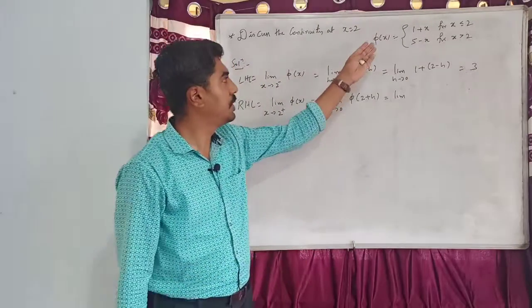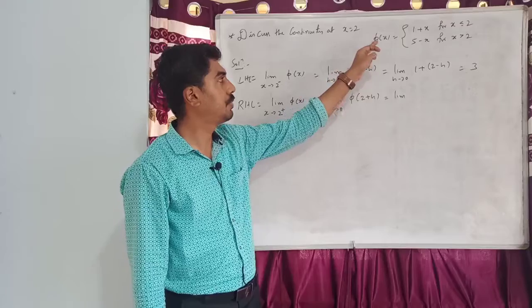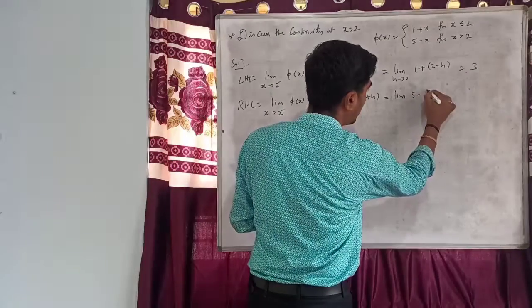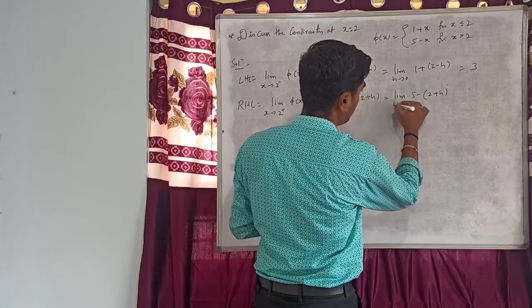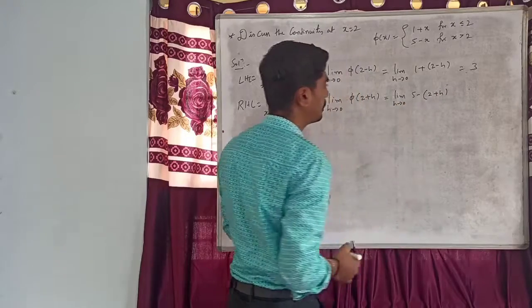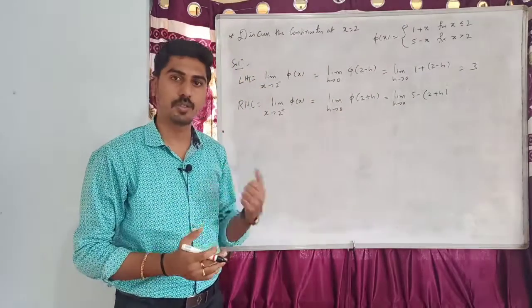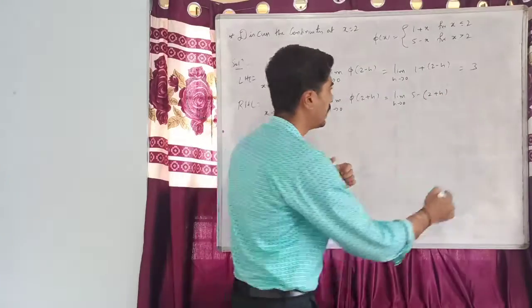Now if you observe here, for any value greater than 2, the function is defined as 5 minus x. So this is equal to 5 minus 2 plus h as h tends to 0. Now if I take limit as h tends to 0, I get here 5 minus 2, which is equal to 3.